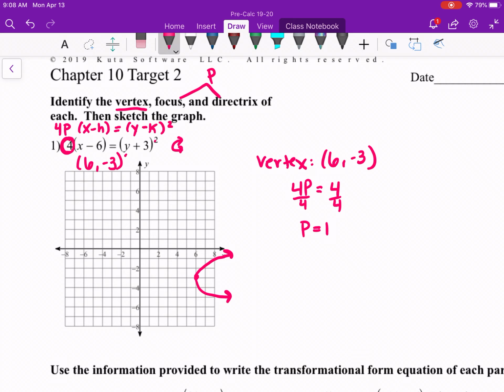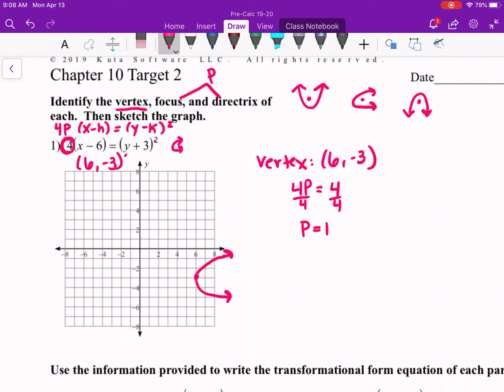Okay, so that means that the vertex is equidistant in between the focus and the directrix. So what I'm going to do, I know that my focus is always going to be inside the parabola. If you think of the parabola as a bowl of cereal, the focus is always going to be inside that cereal, no matter what direction that it opens. The focus is always inside the bowl of cereal.